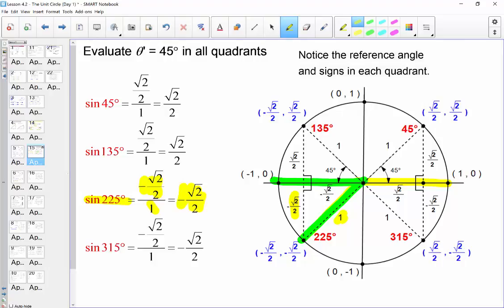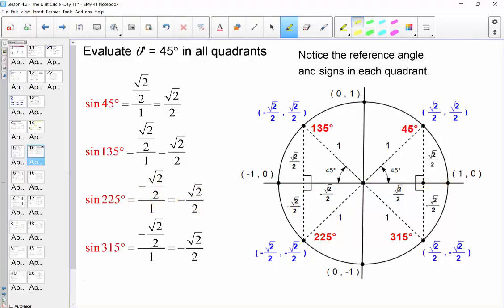Notice that the square root of 2 over 2 is negative on both the opposite side and the adjacent side. So the numbers, the lengths of the sides of the triangle, have been adjusted to reflect its position in the unit circle, or the quadrant that the triangle is located in.